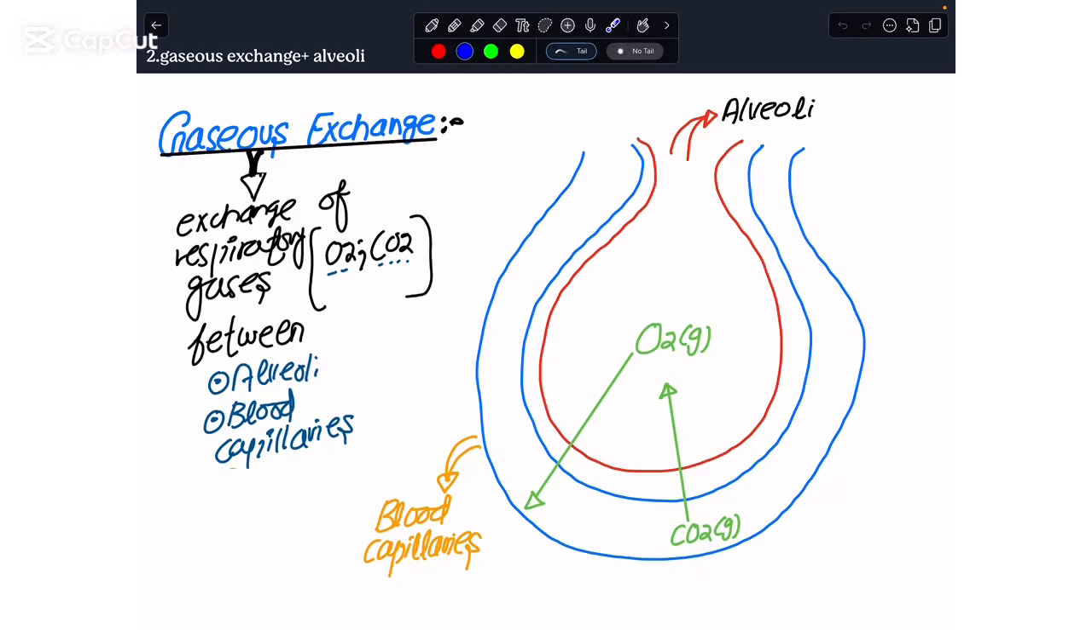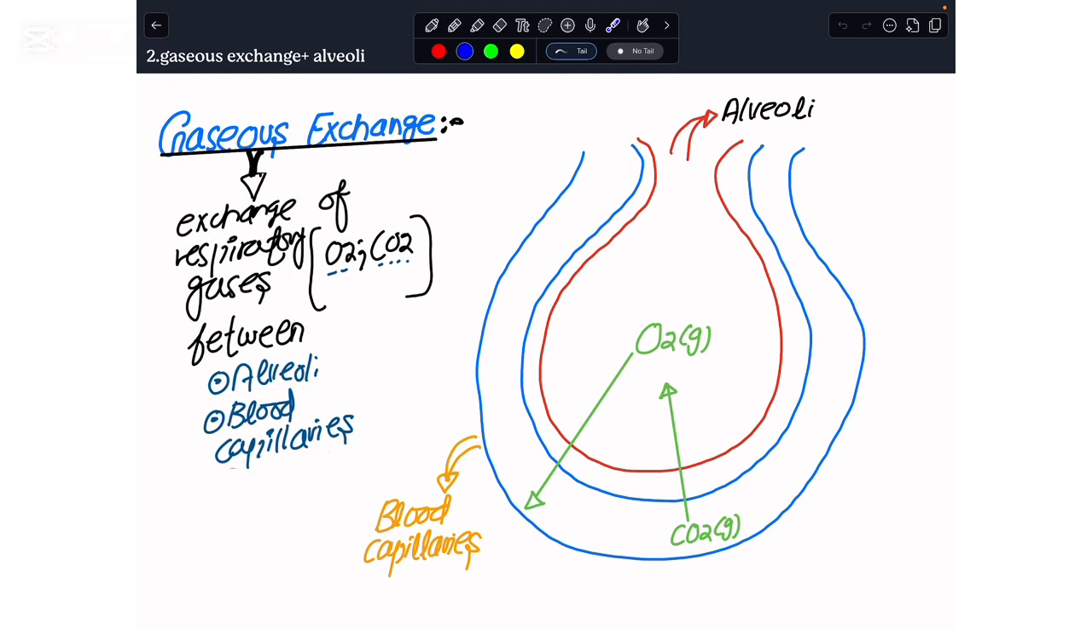So now we begin with discussing another important scenario from this chapter. This is a very important mechanism in our body, and it is entitled gaseous exchange. Gaseous exchange is the exchange of oxygen and carbon dioxide gas between the alveoli at the end of the bronchioles and the surrounding blood capillaries.